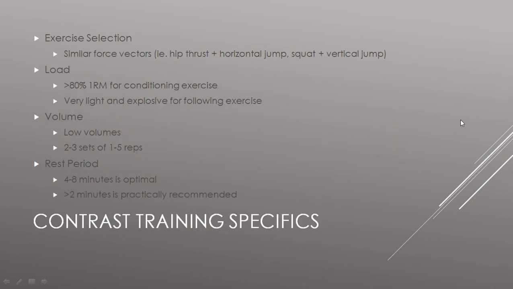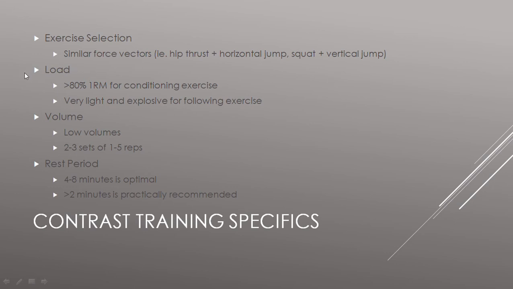So the specifics of contrast training, basically when we're talking about the exercises that we want to use, we want similar force vectors. So for example, a hip thrust and a horizontal jump could work because they're both horizontal force directions, or then something like a squat and a vertical jump because they're both vertical force vectors. There has also been research on very heavy sled pulls, which can be used as a post-activation potentiation exercise for unloaded sprinting, and has shown some slight performance improvements.